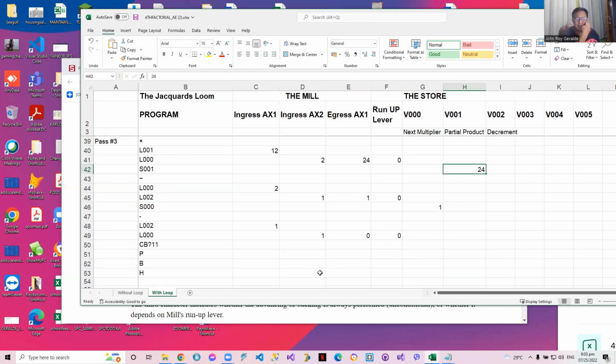Do you get the looping process? Now, the CB is used to denote a condition for continuation. Okay? If the condition is satisfied, we continue with the loop. Otherwise, we halt. Okay? Any questions so far?